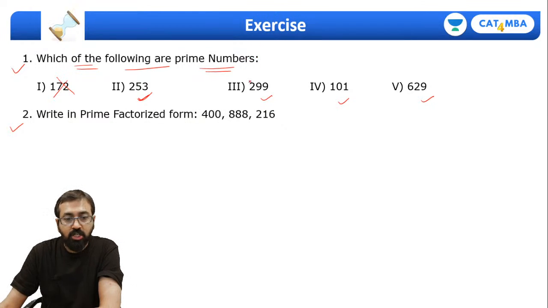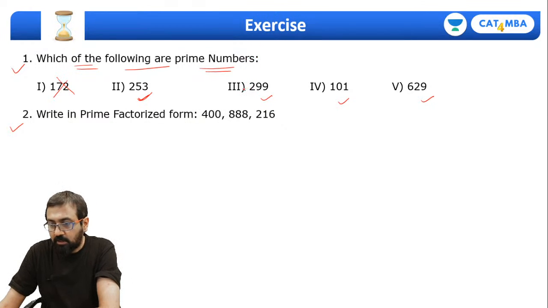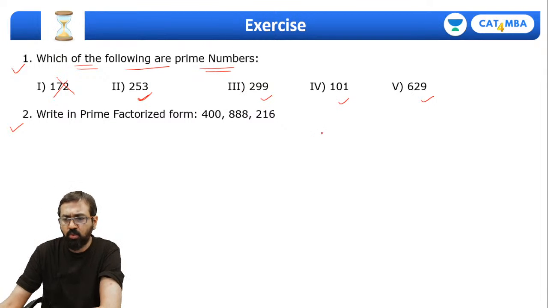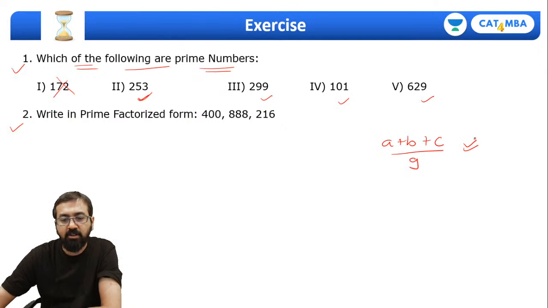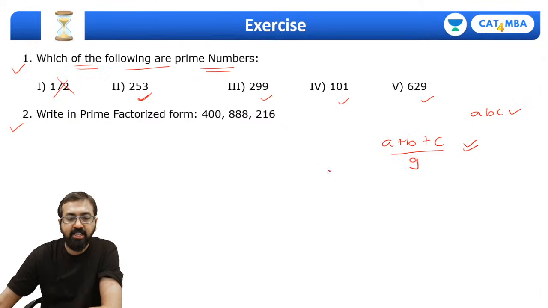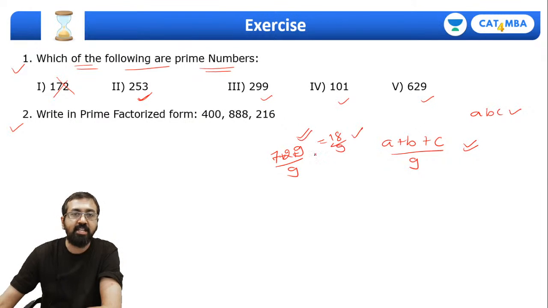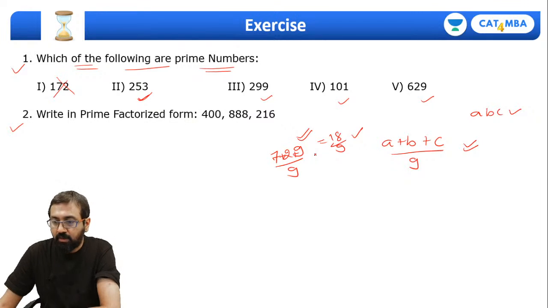Yes, Shubhankar, what's your doubt? Please explain for 9. Okay. Shubhankar, for 9 we check the sum of the digits. If the sum of the digits of the number is divisible by 9, then the number will be divisible by 9. Right? For example, if I want to check whether 729 is divisible by 9 or not, I'll add the digits: 7 plus 2 plus 9 is 18. So 18 is divisible by 9, and that's why 729 is also divisible by 9. Right.